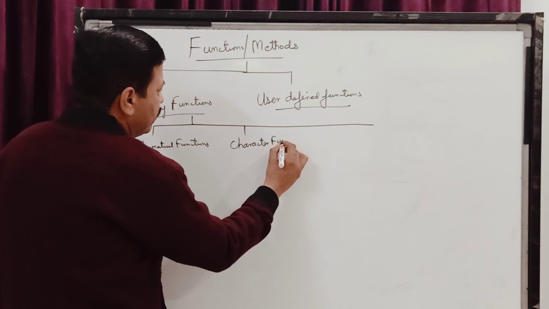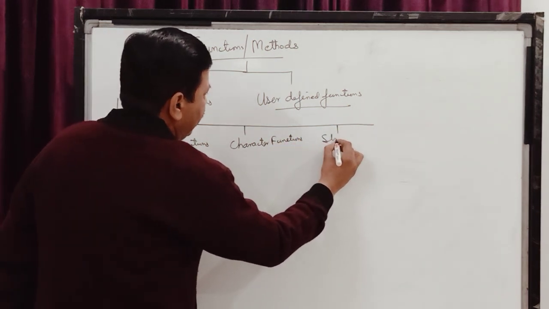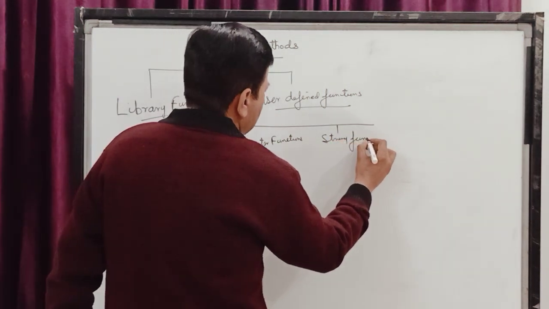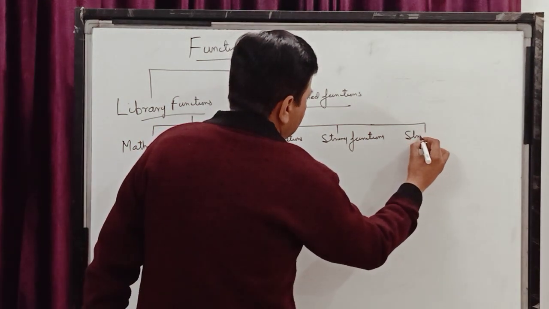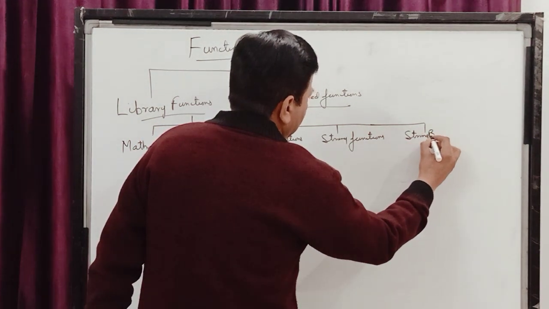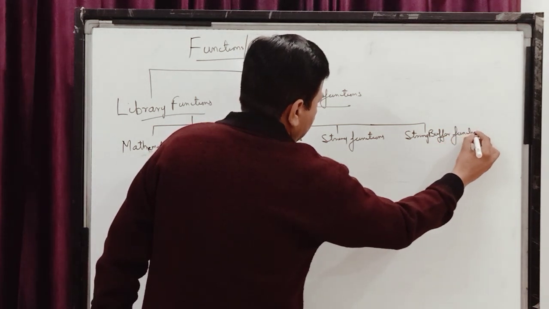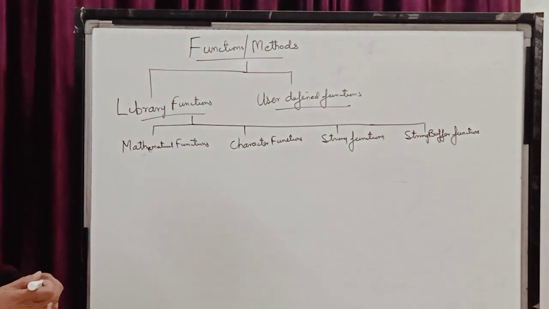Character functions. And then we have the string functions. String functions. And lastly we have the string buffer, string buffer functions. These are the functions which are coming under the head of library functions.